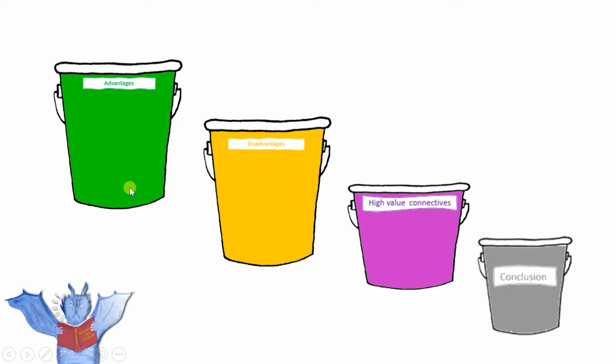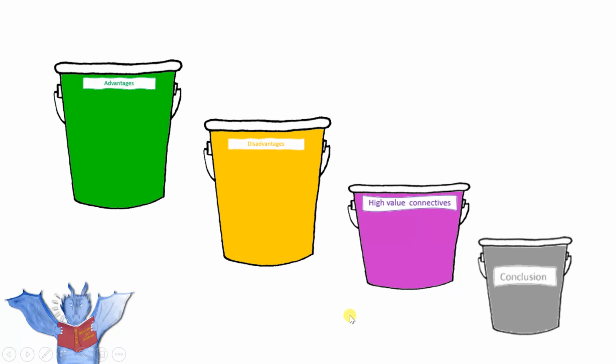In the green bucket you will find all the advantages. In the yellow bucket you will find the disadvantages. In the purple bucket you will find the high value connectives that you can select. And last but by no means least, it is the conclusion, and don't think that because it's a smaller bucket it means less points. This is where you can get your killer points with your justification.